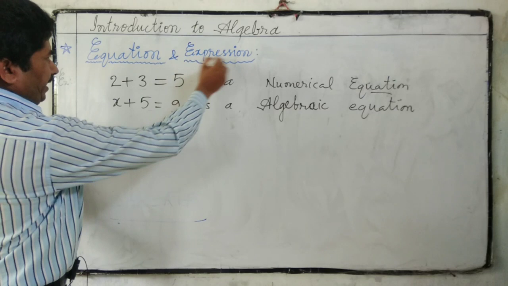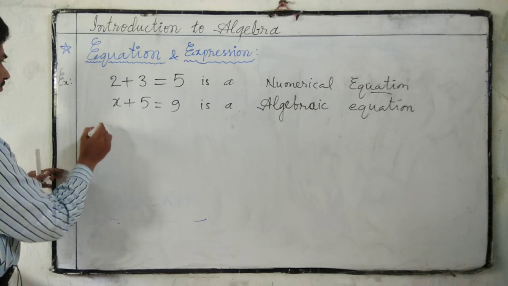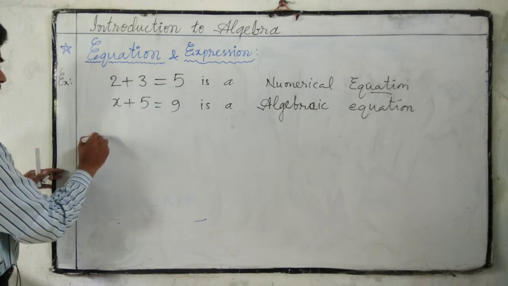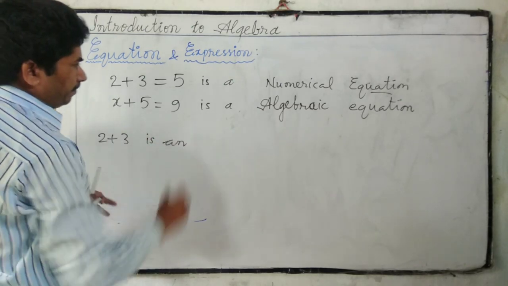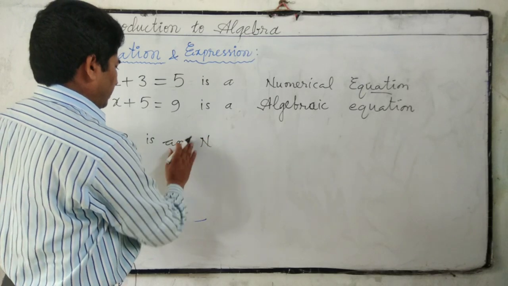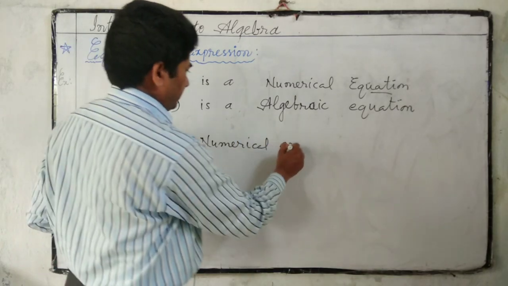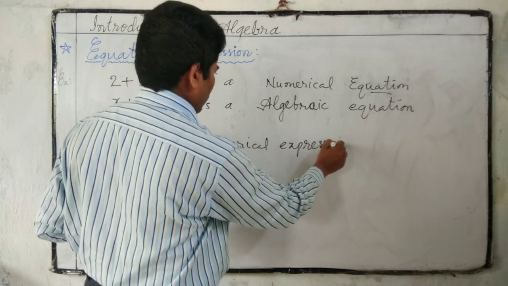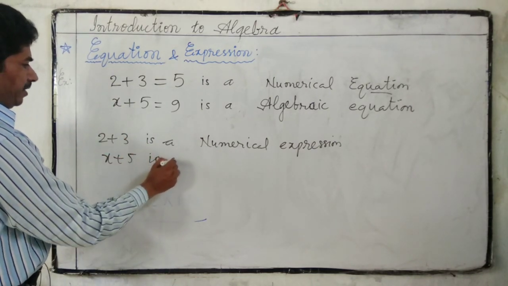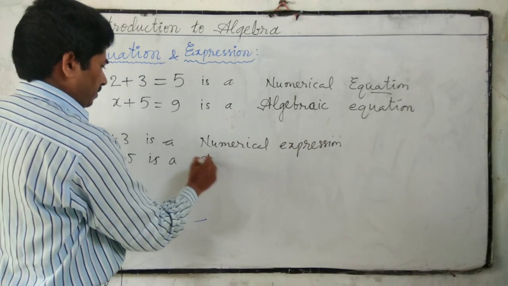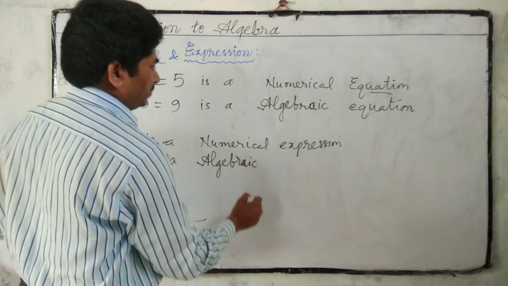What is an expression without an equal sign? Here is an example for expression: 2 plus 3 is a numerical expression. X plus 5 is an algebraic expression.